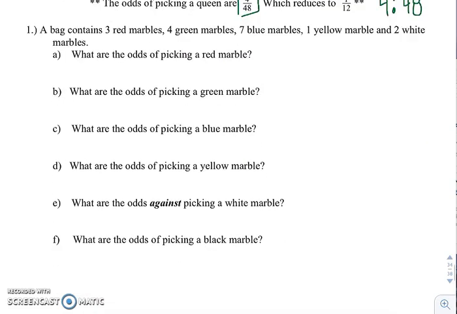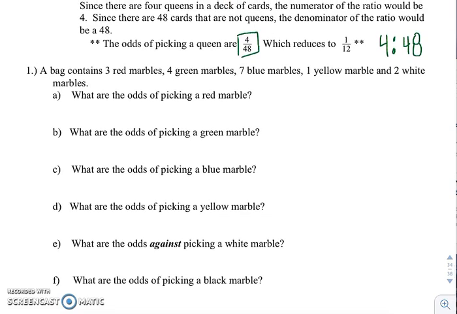So for number 1, it has a couple parts here. It says the bag contains 3 red, 4 green, 7 blue, 1 yellow, and 2 white marbles. So there are 17 total marbles, right? 3, 4, 7 plus 7 is 14, 15, 16, 17. So 17 total marbles.